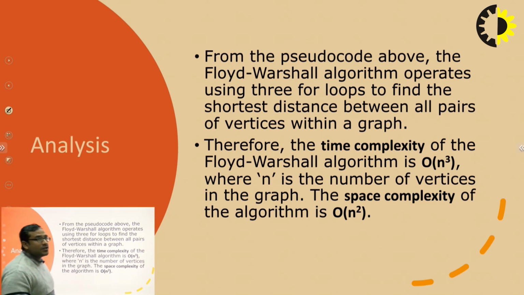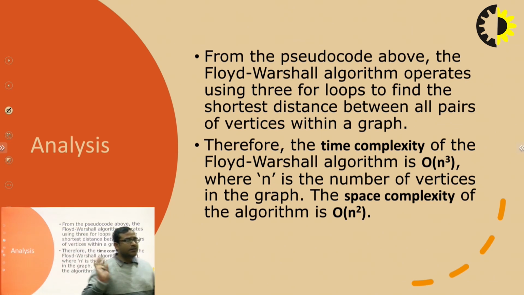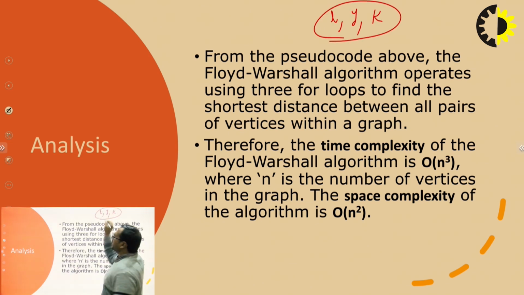So for the analysis, for the procedure code given earlier in the steps, the Floyd Warshall algorithm operates using 3 for loops to find the shortest distance between all pairs of vertices within a graph. Why do we need 3 loops? Because we need i, j and k. For the first vertex, we have to cover all the vertices when I am taking pivot element 1. So this is the way you need 3 for loops.